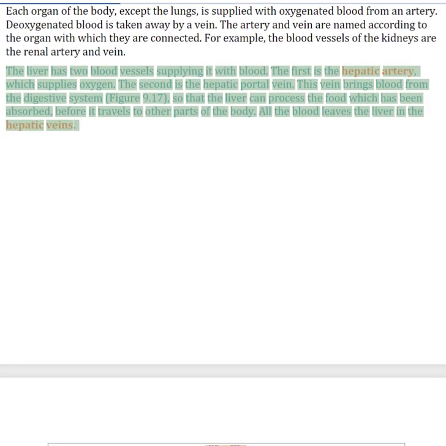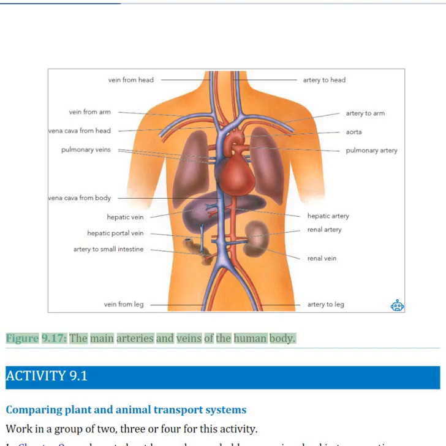The liver has 2 blood vessels supplying it with blood. The first is the hepatic artery, which supplies oxygen. The second is the hepatic portal vein. This vein brings blood from the digestive system, so that the liver can process the food which has been absorbed, before it travels to other parts of the body. All the blood leaves the liver in the hepatic veins. Figure 9.17, The main arteries and veins of the human body.